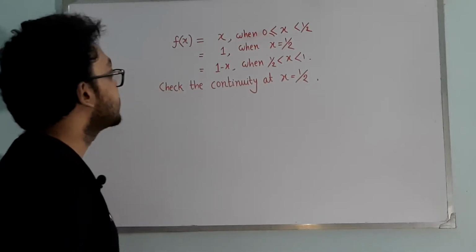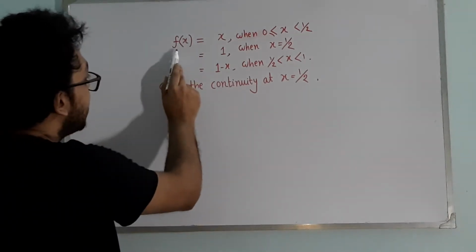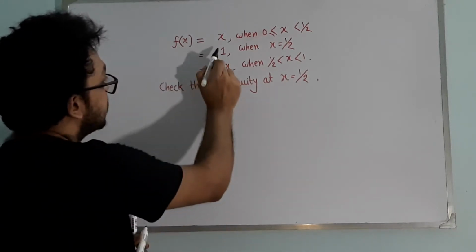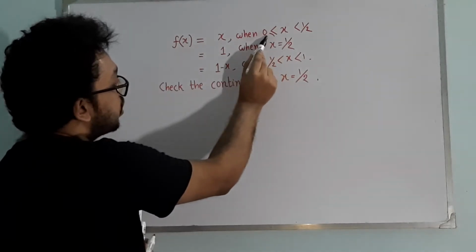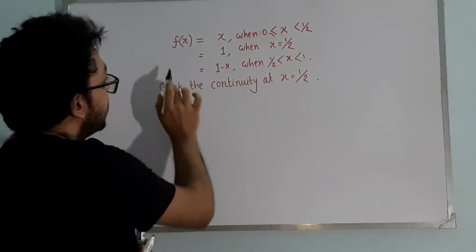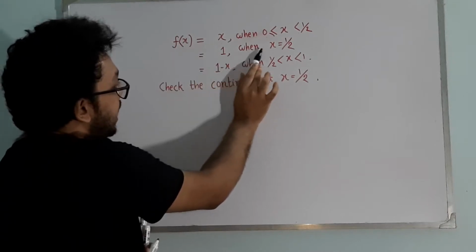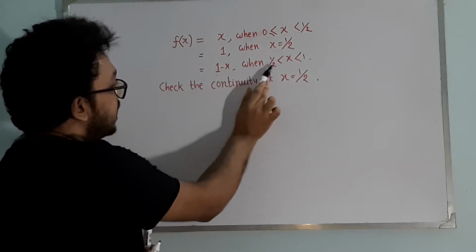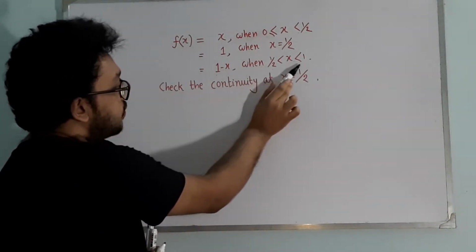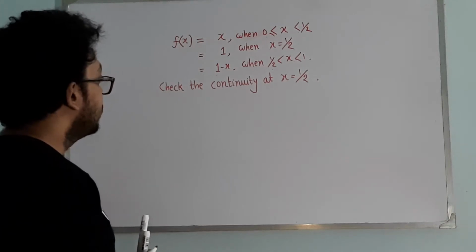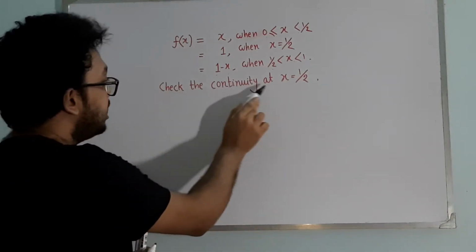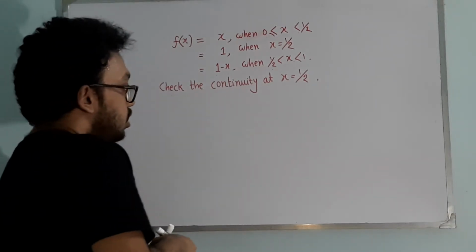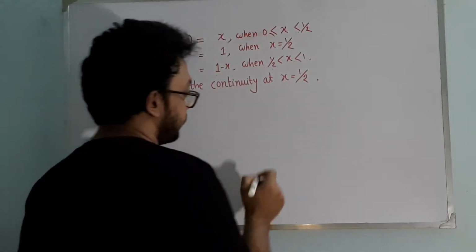The first problem says that we have a function f(x) such that f(x) is equal to x when x is greater than or equal to 0 and strictly lesser than half, f(x) is equal to 1 when x is equal to half, and f(x) equal to 1 minus x when x is strictly greater than half and strictly lesser than 1. And we have to check the continuity at x equal to half, right? Alright. So let's see what the problem says.